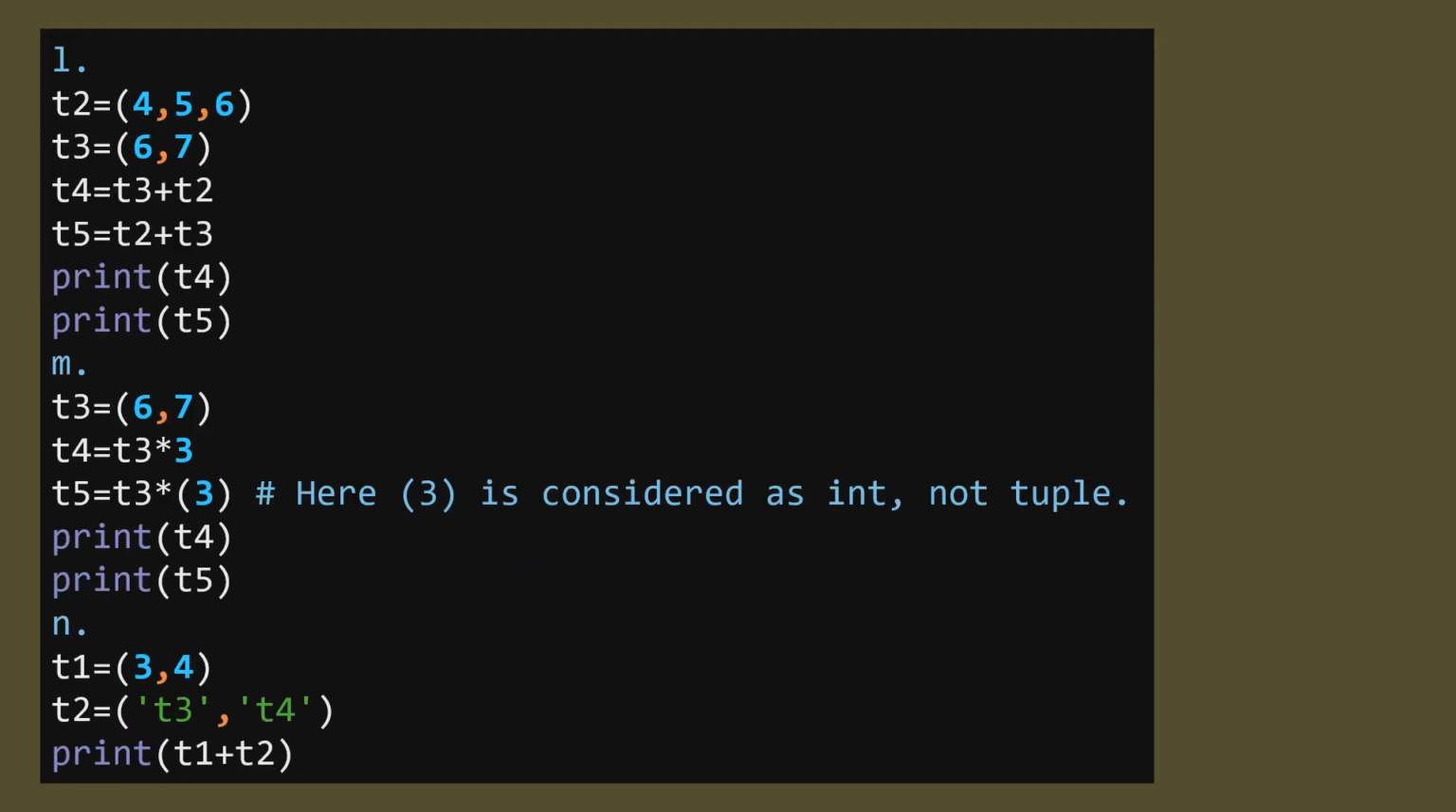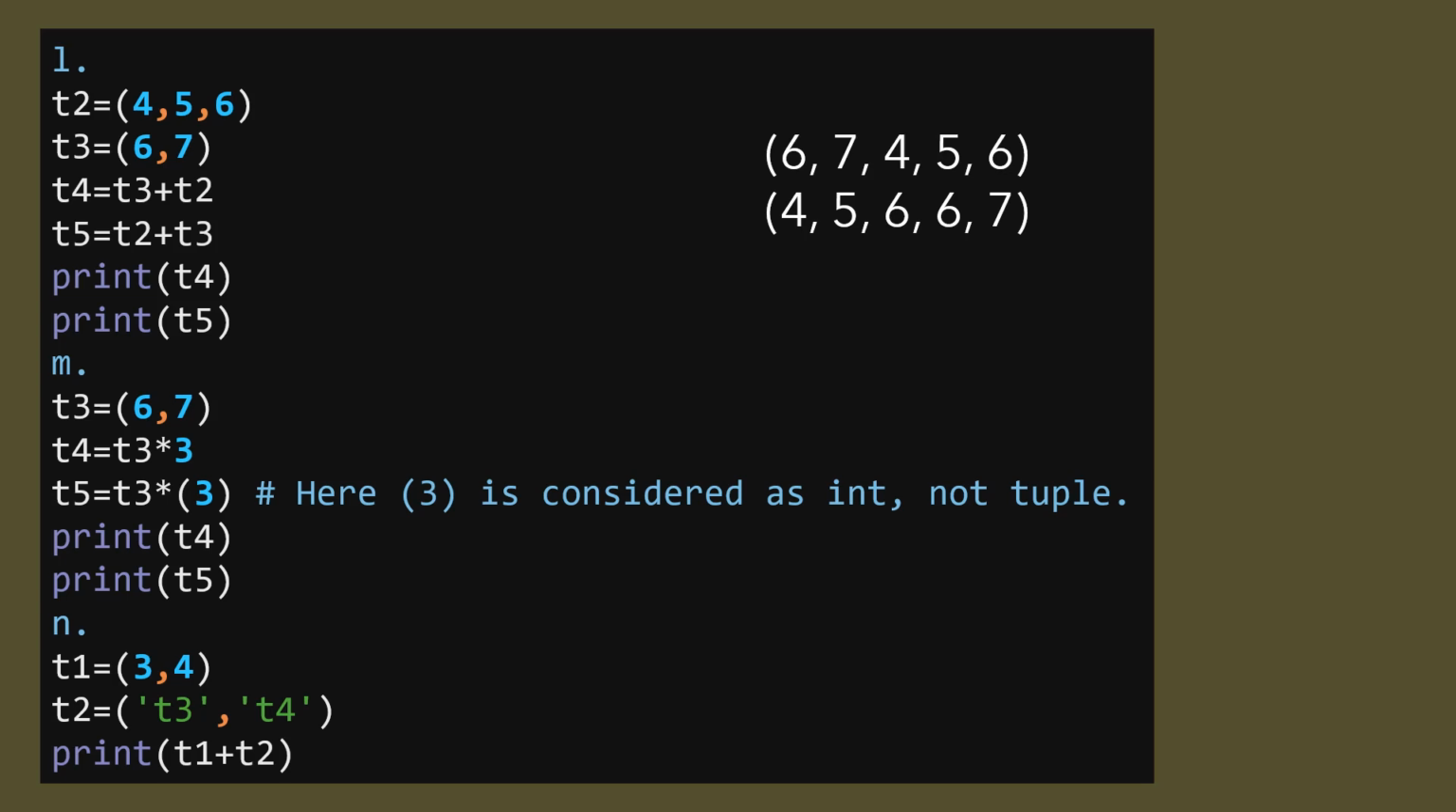Now next case, T2 is a tuple having values 4, 5, 6, and T3 is another tuple having values 6 and 7, and T4 is the concatenation of T3 and T2. So in that case what will happen? T4 will have first the values of T3, that is 6, 7, then the values of T2, that is 4, 5, 6. So T4 is a tuple having values 6, 7, 4, 5, 6 in this order.